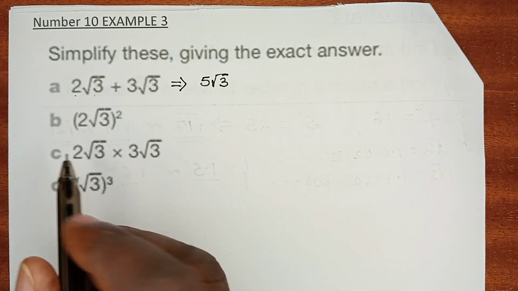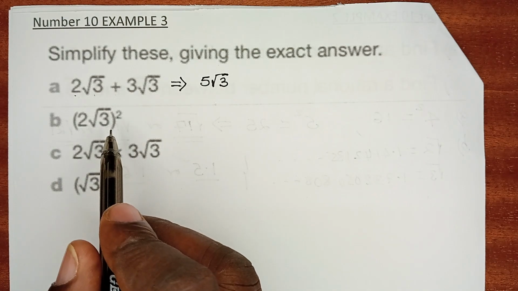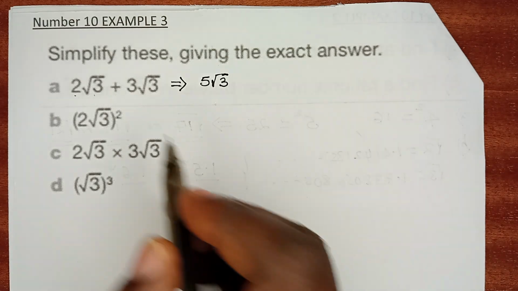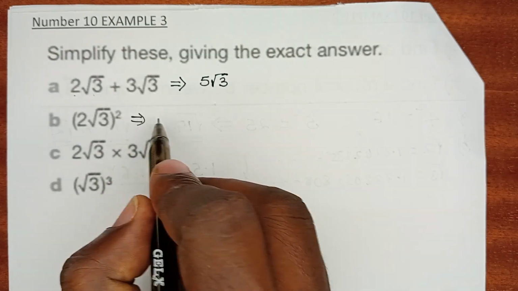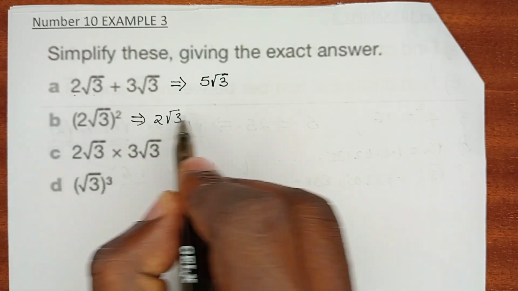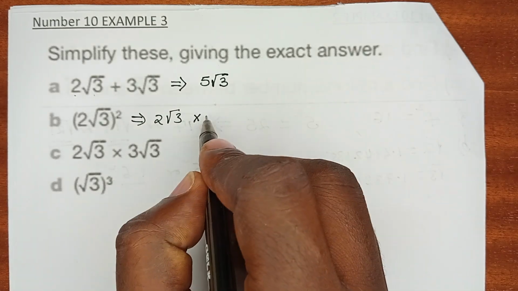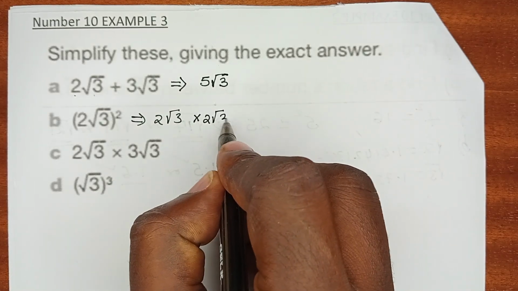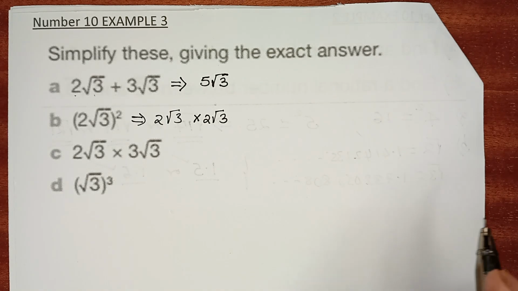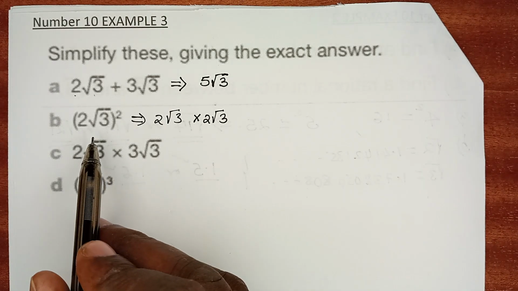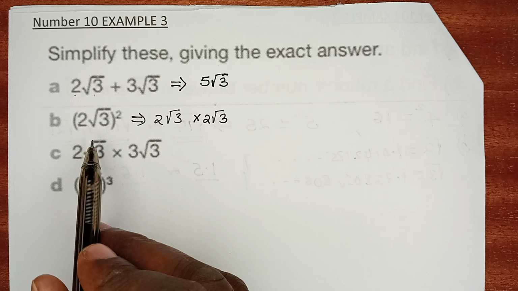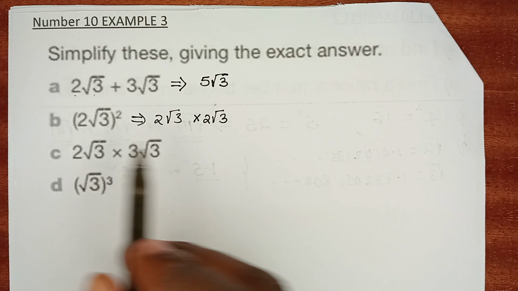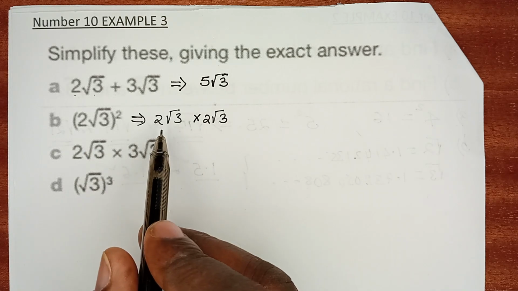Part B, we are having 2 root 3 squared. It is like 2 root 3 times 2 root 3. A number squared means multiply by itself, and this is exactly what we are doing here.